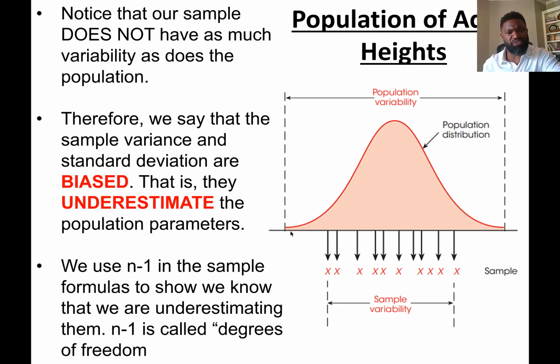And we use that n-1 in the formulas for the sample standard deviation and the sample variance to show that we know that we're underestimating them, rather. So we know that this isn't exactly right. So we basically say we have to account for these things called degrees of freedom. Remember I said that earlier, that n-1 is a special thing too. And so this is basically just a way of us accounting for the fact that we know we don't have everybody and we're underestimating this thing. So we give ourselves a little bit of wiggle room to be wrong.